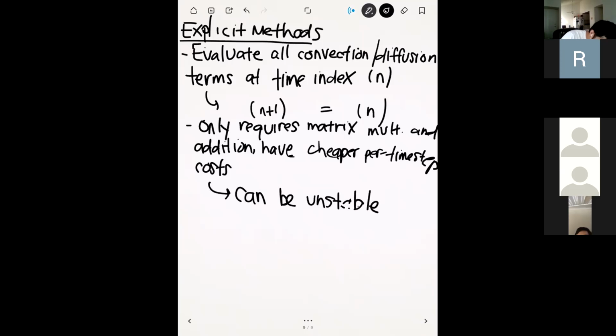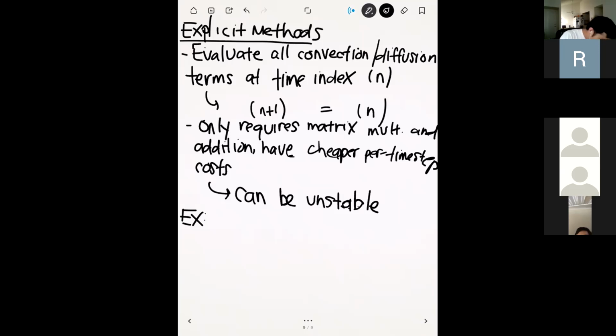Remember, stability is determined by your time step size. If your time step size isn't small enough for an explicit method, then your solution is going to be unstable. So let's work it out as a 1D example. I think we'll start this and then pick it up next time.